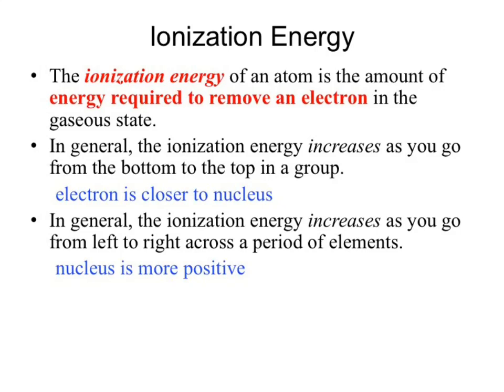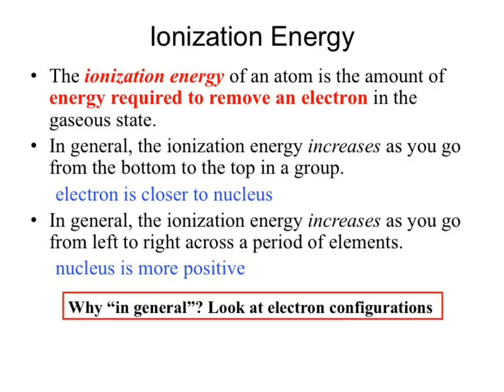Okay? In general, it increases as you go from left to right across the period. Okay? Why? What happened to the radius? From left to right, what did you do to the radius? It got smaller. Those electrons are now closer to the nucleus, effectively lower in energy, which means to rip them out, it's going to require more energy. Okay? So these trends all kind of balance off of each other.